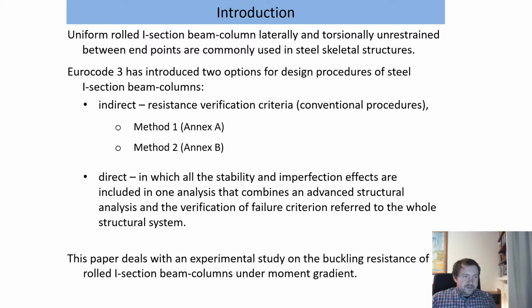The first, the indirect method, is based on the verification of resistance criteria, where the interaction factors can be calculated according to method 1, which is more accurate but also more complicated for hand calculations, or method 2, which is more suitable for quick resistance verification.